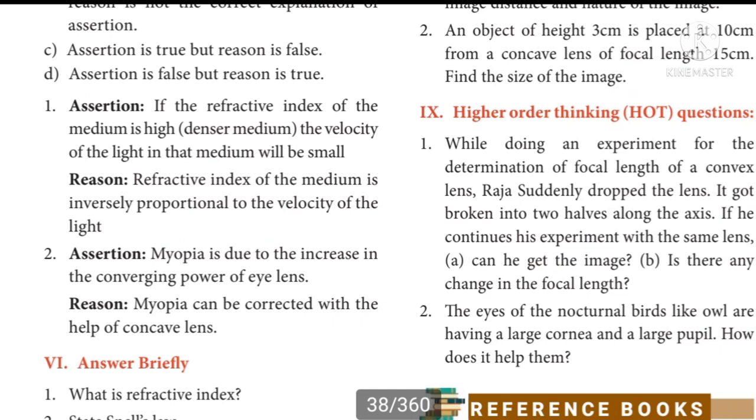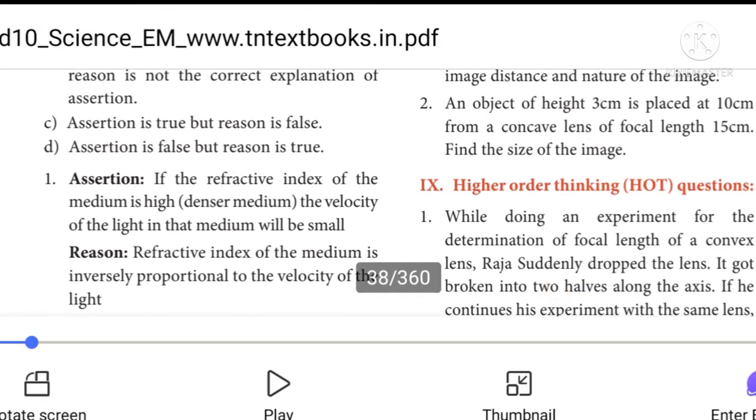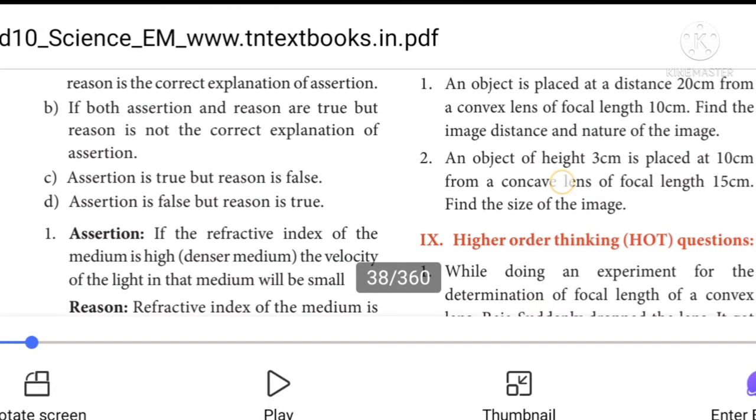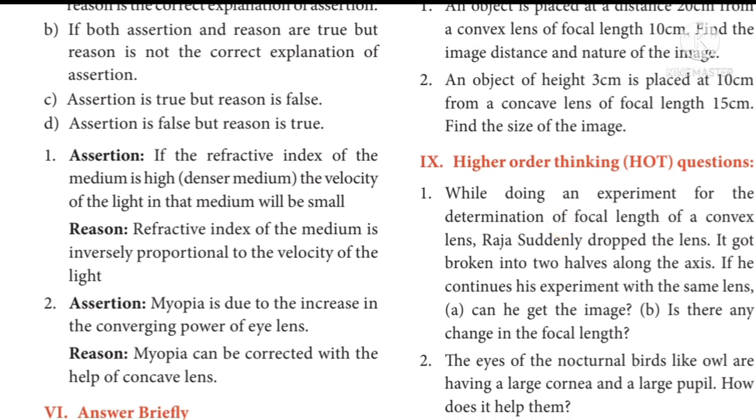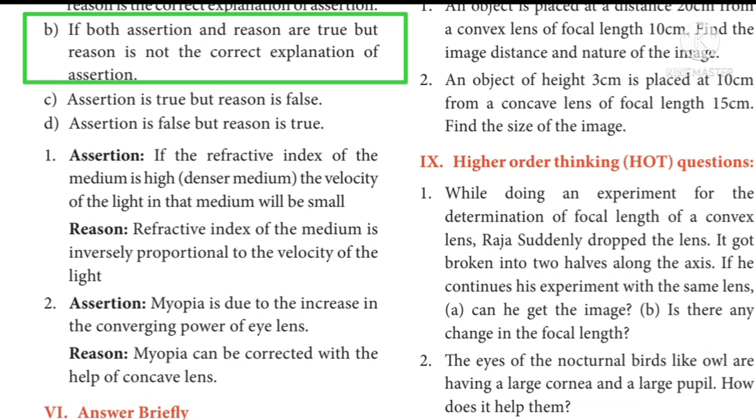Second question. Assertion: Myopia is due to the increase in the converging power of eye lens. Reason: Myopia can be corrected with the help of concave lens. Answer for this question, option B, if both assertion and reason are true, but reason is not the correct explanation of the assertion.